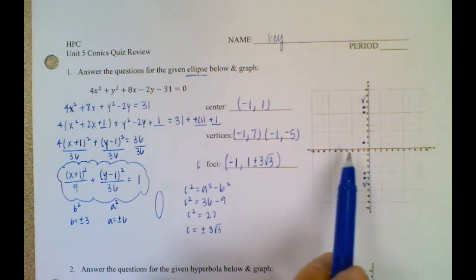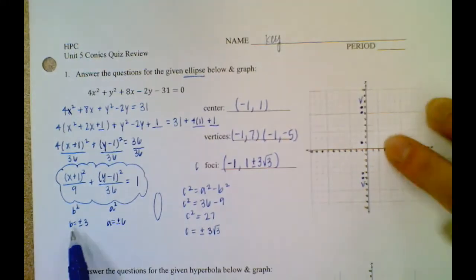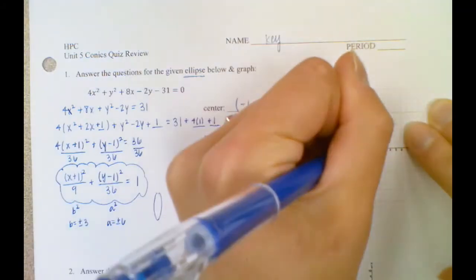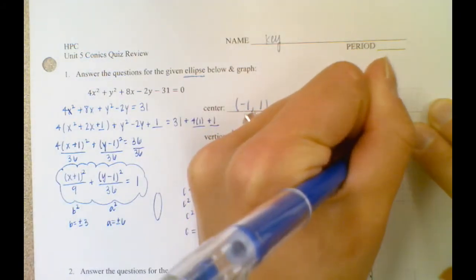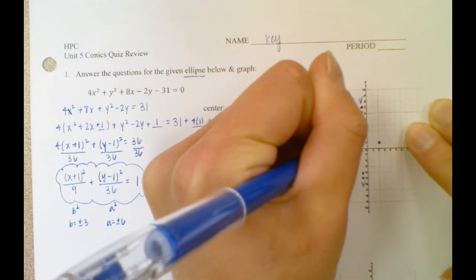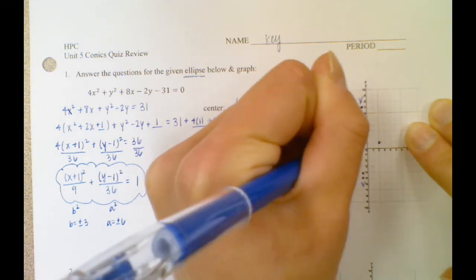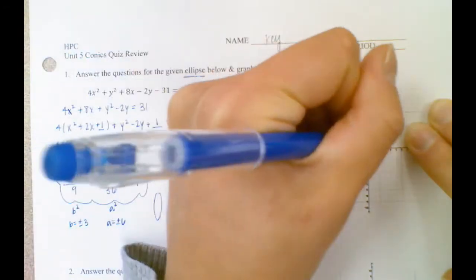And then remember the b value goes here. So because b is plus or minus 3 from the center, I'm going to go to the right 3 and left 3. 1, 2, 3. Okay, yeah, I counted that right. All right, and then make your ellipse.